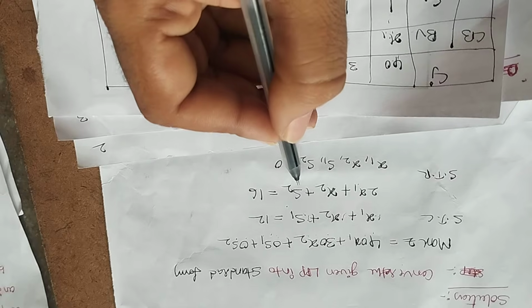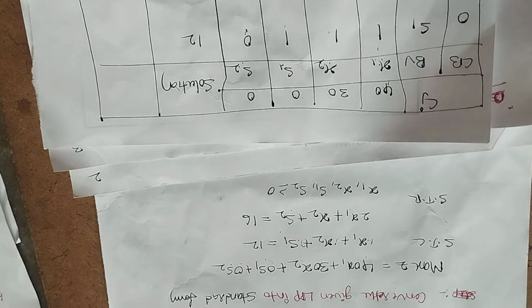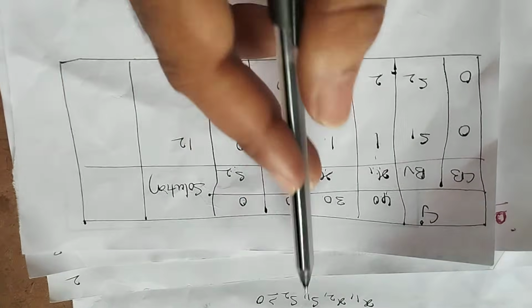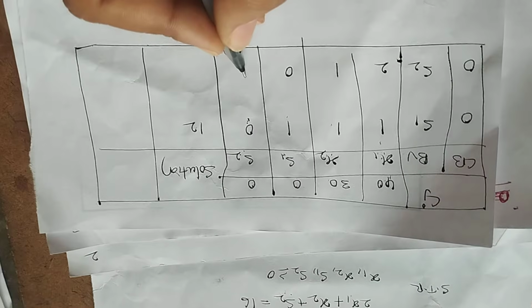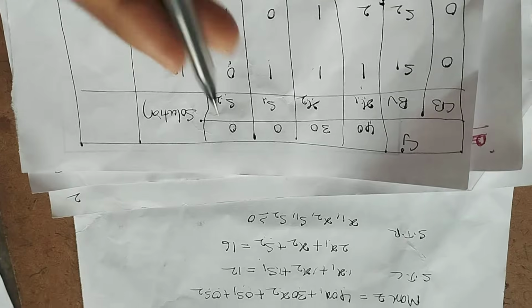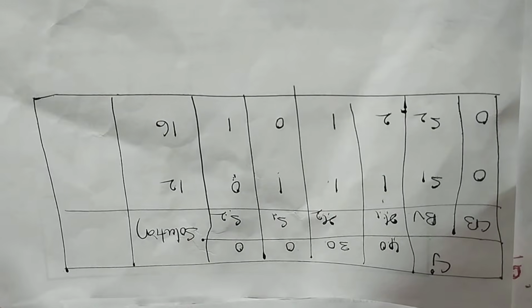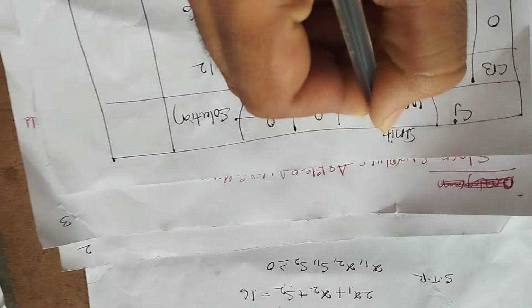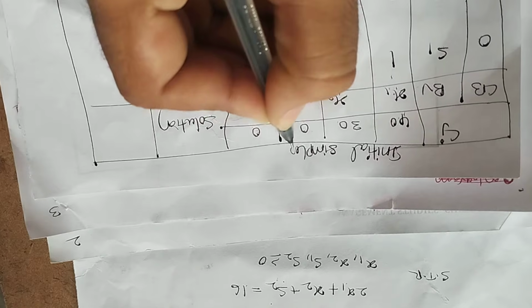Is there any s1 here? No, so we have to write 0. And then for s2, we need to write 1, and equal to, what is the value here? 16. This is the formulation of the initial simplex table. What is this? Initial simplex table.